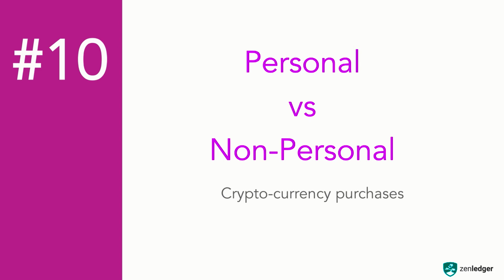So ZenLedger makes it really easy to pull up the transactions where you've used them to send them to somebody else or spend them, and then it lets you flag them very easily and use very little time, and then it flags them all accurately, and then the taxes are then calculated accurately.